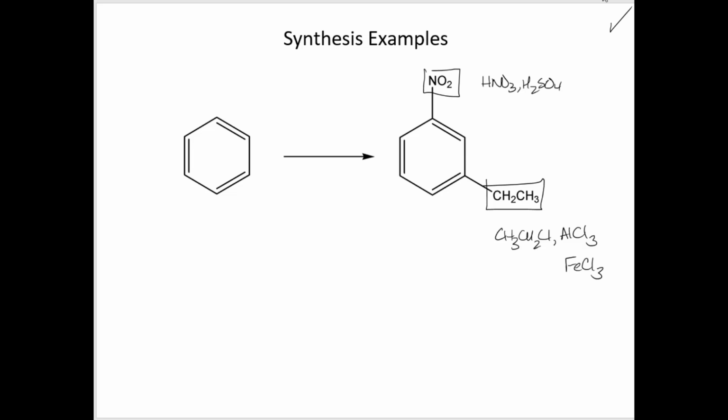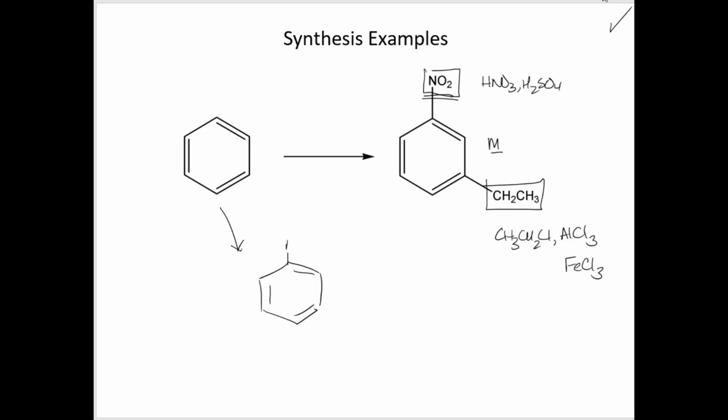Okay, the order does matter. And I need to add these two groups meta, which means that in order to get these groups meta, I need to put the meta director on the ring first. So of these two, which one is the meta director? It's the nitro, because it's deactivating. So what I would say in this case is I need to put on the nitro group first.